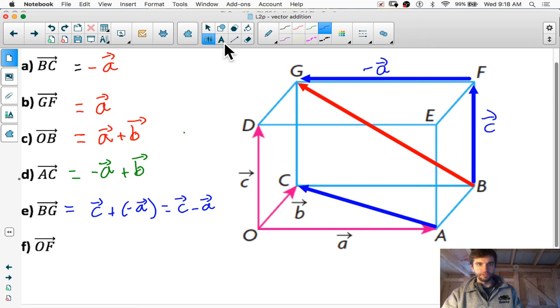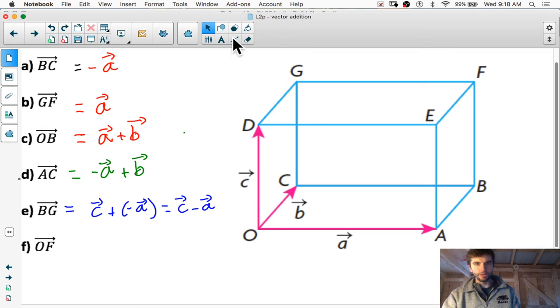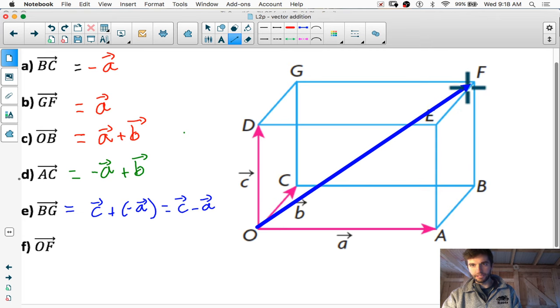All right, vector OF. So let me just get rid of all this stuff again. Let's do our last one here. Vector OF. So that means it starts at O and it finishes at F. So we're going to have to come up with a sum of vectors placed tip to tail that start us here and finish us here.